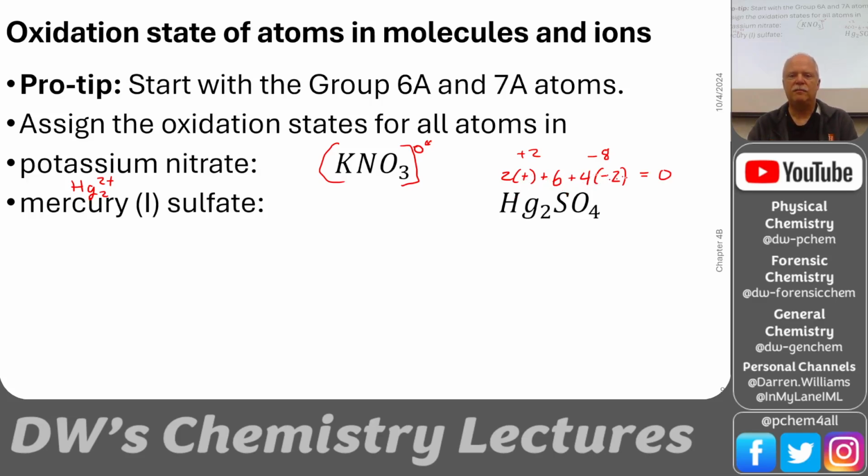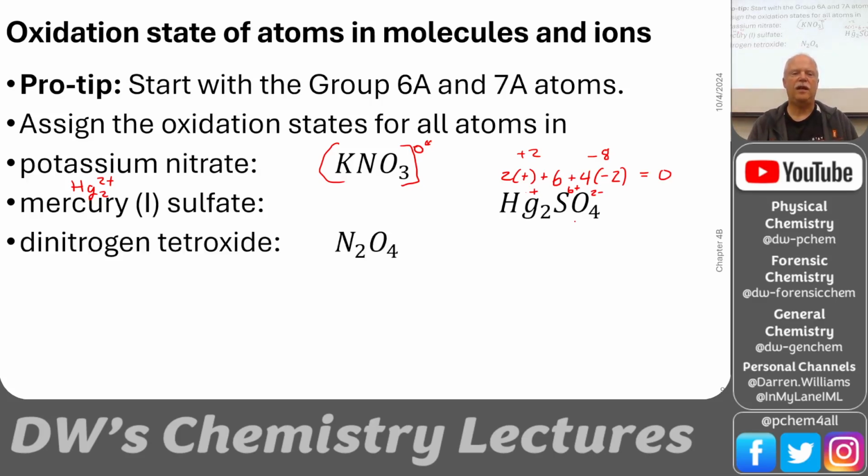So +6, +2, so that's a +8 and a -8, that equals 0. So the sulfur is going to be a 6+, each oxygen is going to be a 2-, and each mercury is going to be a 1+, and there's 2 of those. So this is just like a little game trying to figure out what the charges are. And the way to get started is to start with those oxygens and the chlorines, or the group 7.